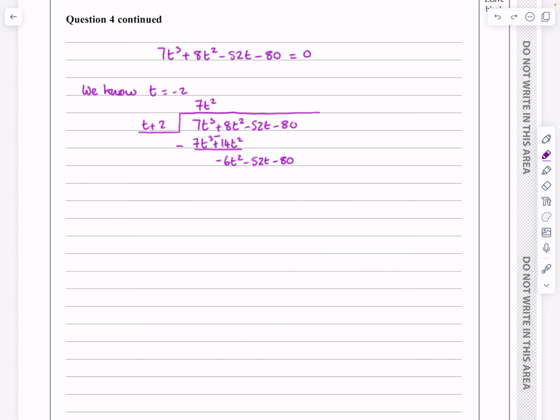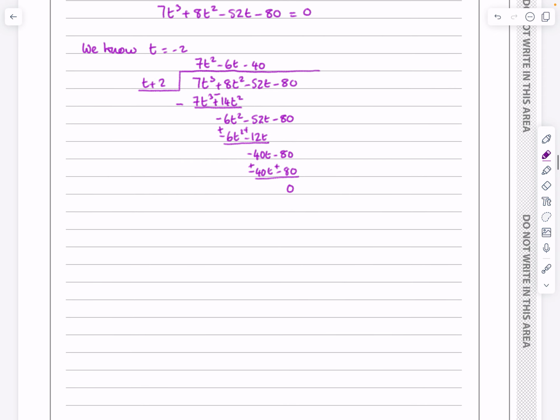I'm going to go a bit quicker now. It goes in minus 6t times, which gives me minus 6t squared minus 12t. Subtract that to get my new value here. Minus 52 plus 12 gives me minus 40t. Bring down the minus 80, and again, how many times does t go into minus 40t? It goes in minus 40 times, which gives me that. Take that away and I end up with 0. So at least I know that all worked.